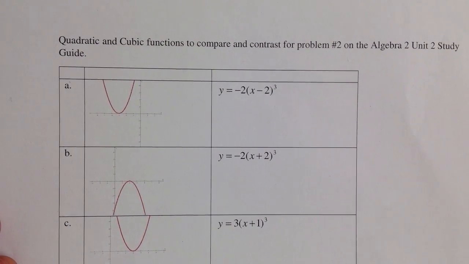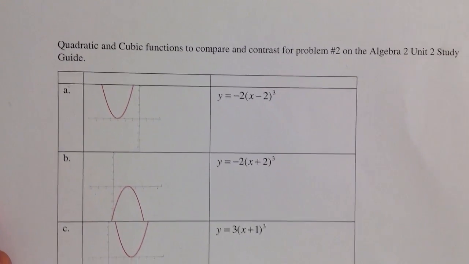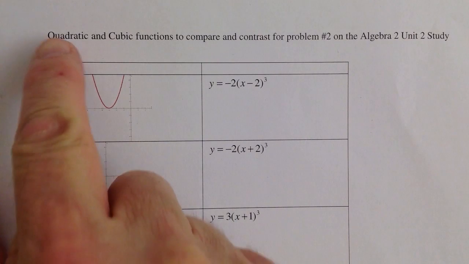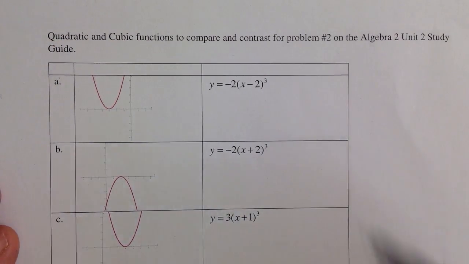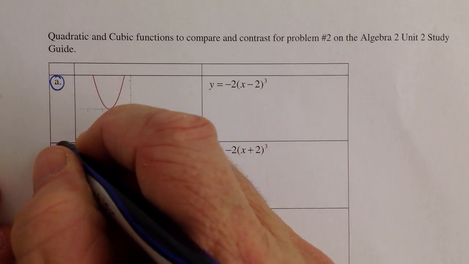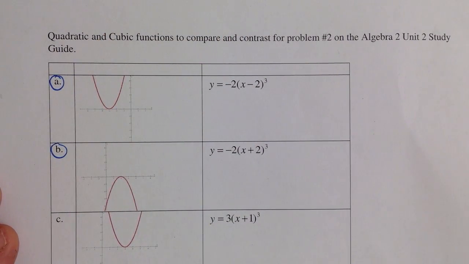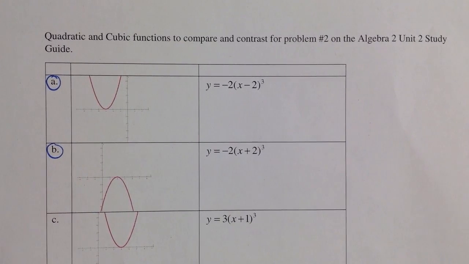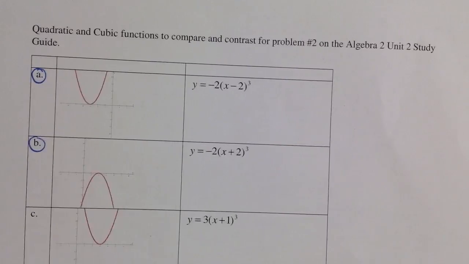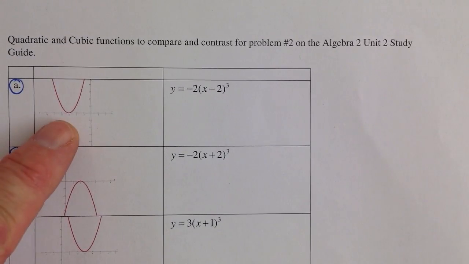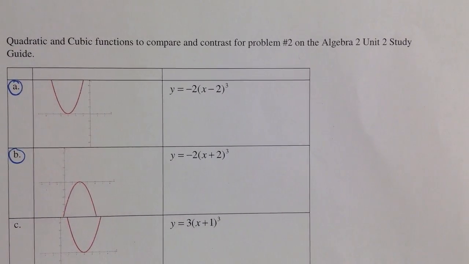So for problem number 2, we're supposed to be comparing and contrasting quadratic and cubic functions. And in this particular video, I'm going to do A and B. I've already done one of those in class, but I wanted to officially do A and B here in this video. So if we look at A, we can see that it's a parabola.